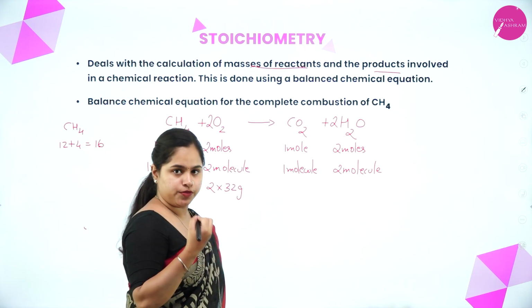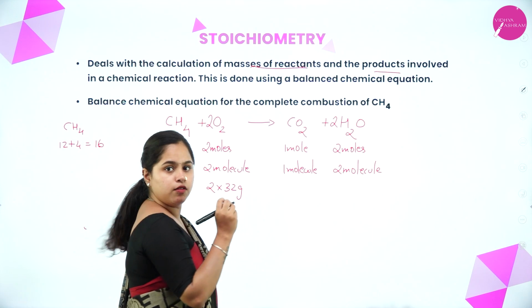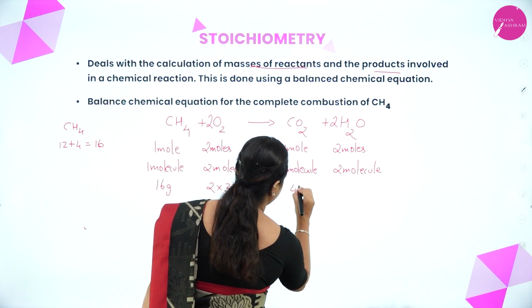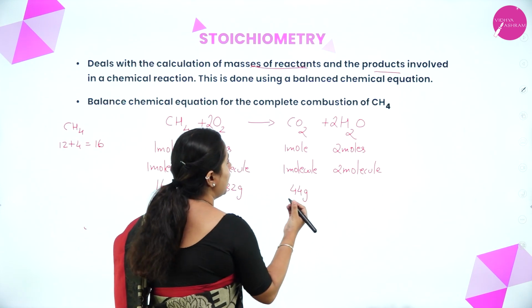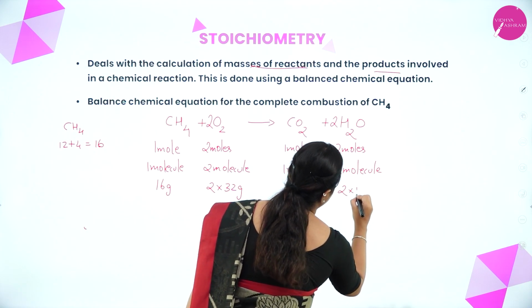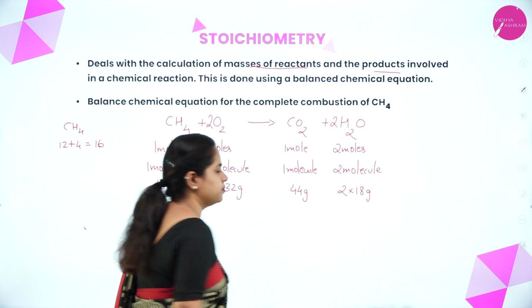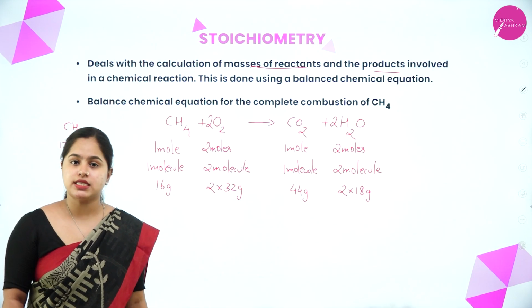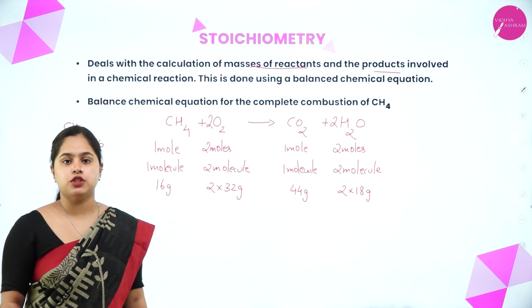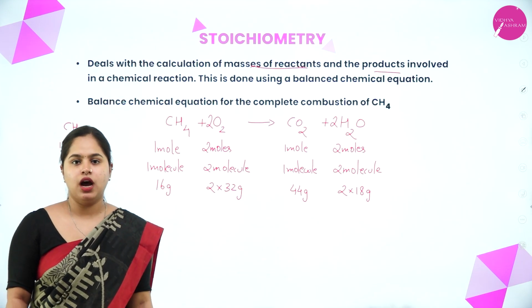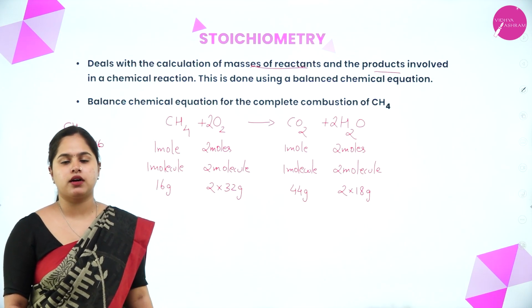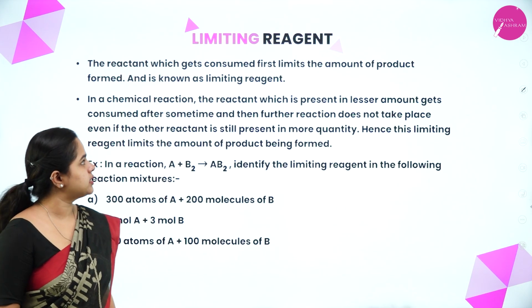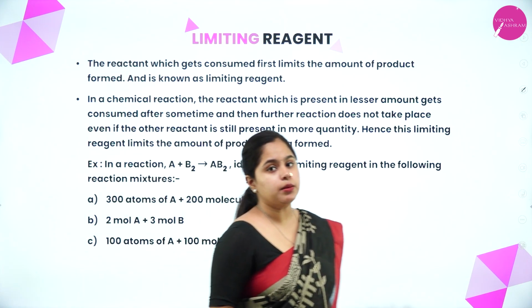molecular mass of carbon dioxide? Yes, it will be 12 plus 32, right? So 44 grams of carbon dioxide and 2 into 18 grams of water. Yes, from a balanced chemical equation, you will be able to obtain this information. I hope it is clear. The stoichiometry part is clear for you. Now, let's move on to the next part, that is limiting reagent.